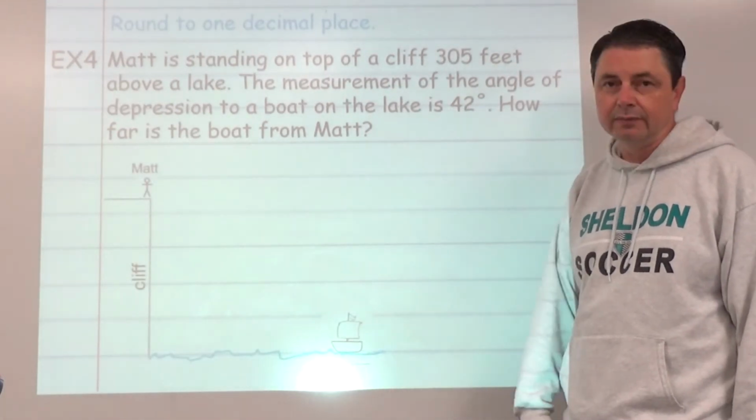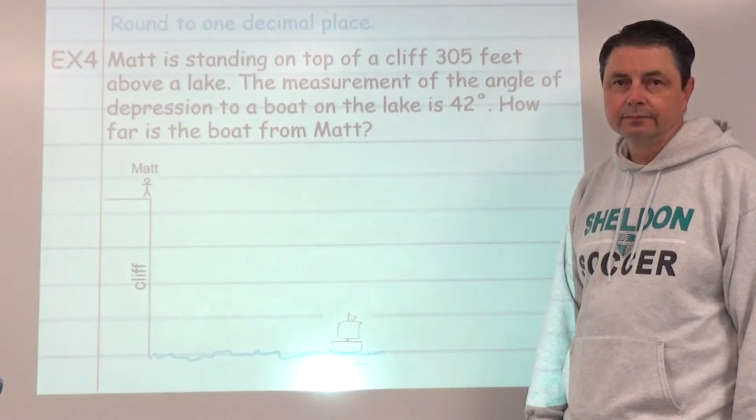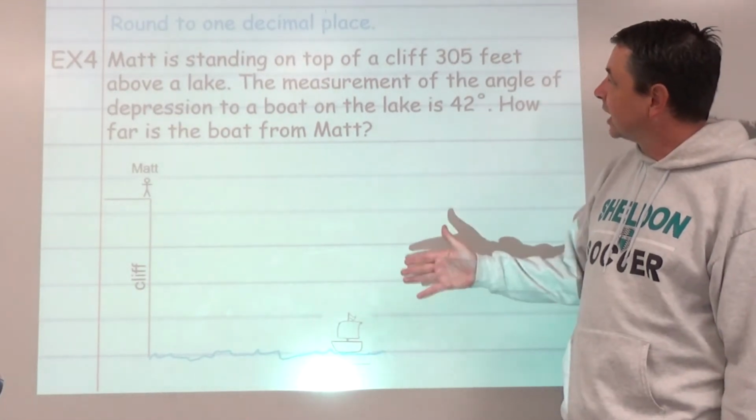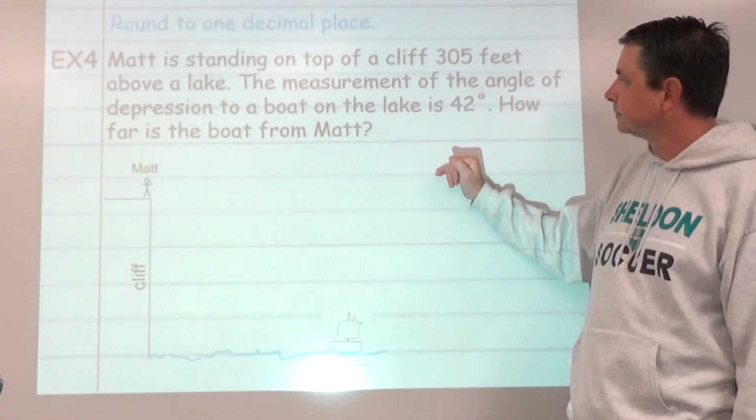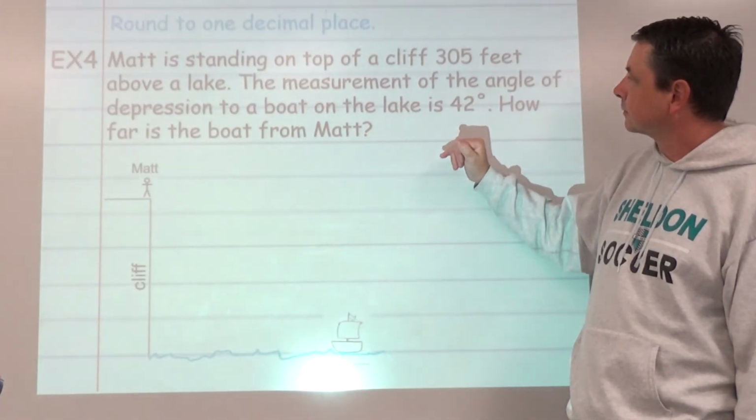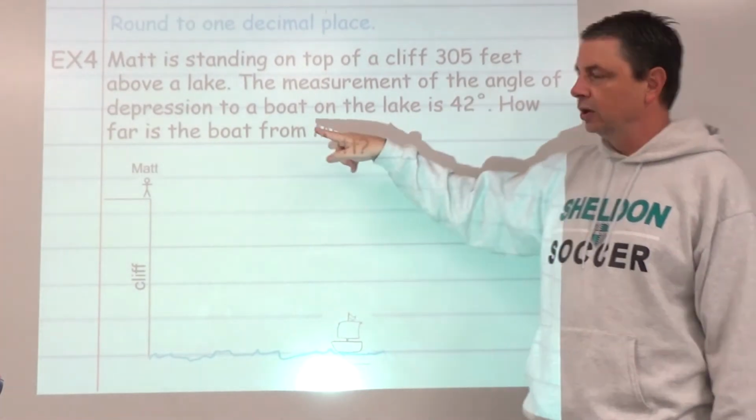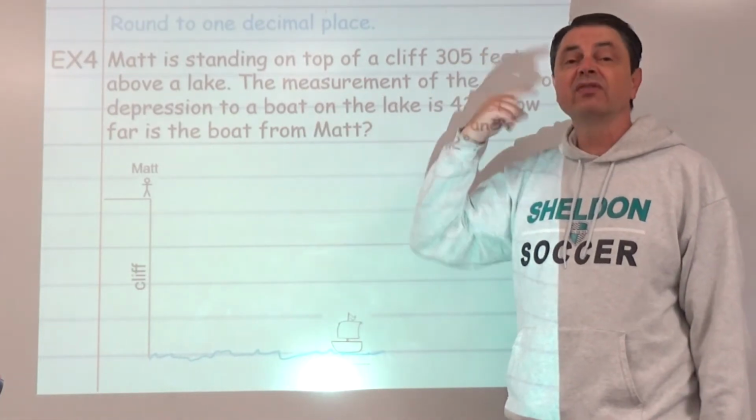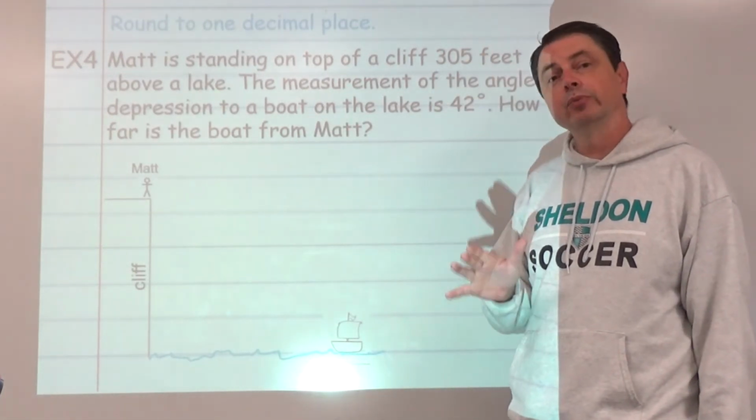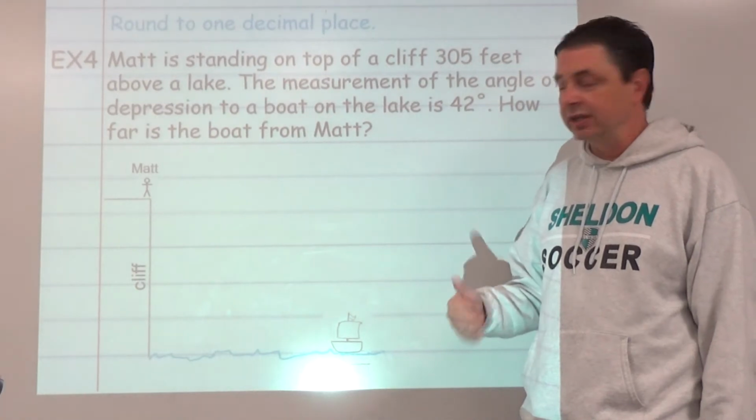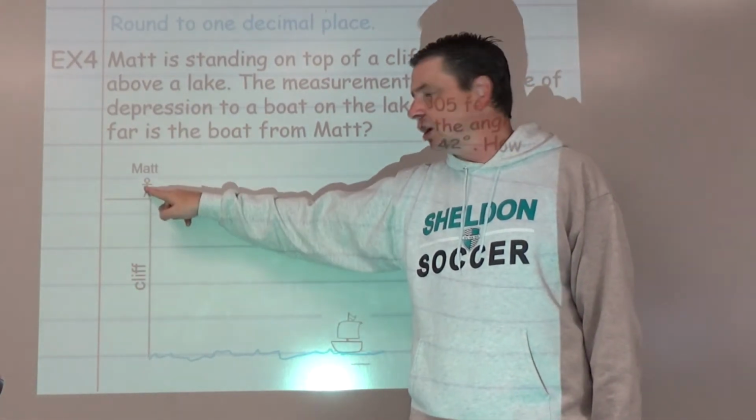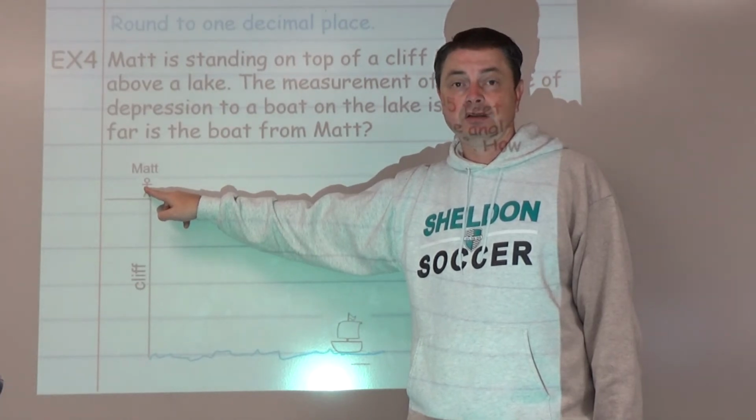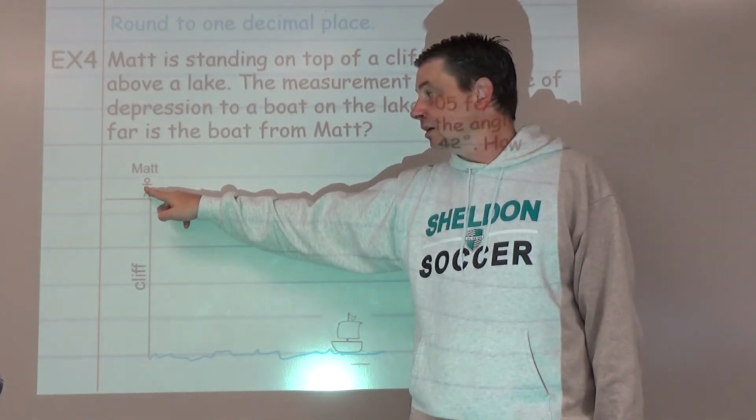And there's a boat out there. And then we're talking about angle of depression to the boat coming from Matt. And that's the important part. The angle of depression is going to the boat, but it's coming from Matt. So we're going to start drawing our triangle here.